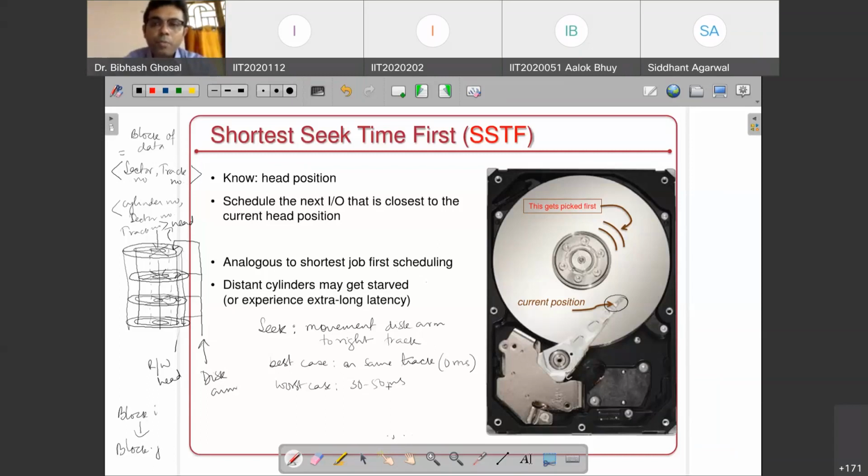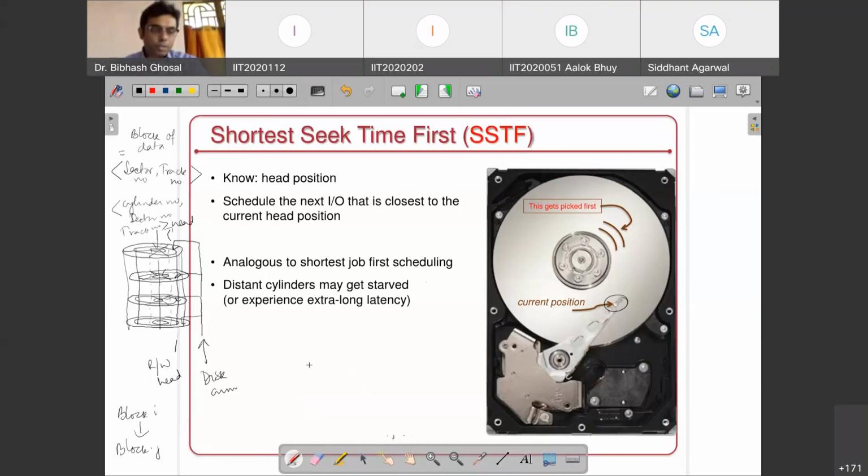So the time spent in movement of the disk arm from one track to the other is the seek time, as you are moving from one record or one block to another block. It may happen that block I is on the innermost track, and the next block that you have to fetch is on the outermost track. In that case, you have the worst case movement of the disk arm. This is the first movement, seek time.